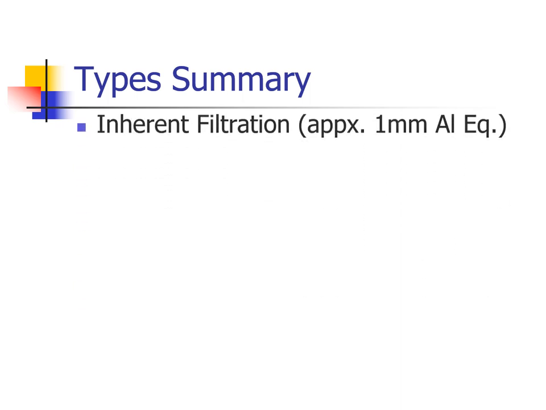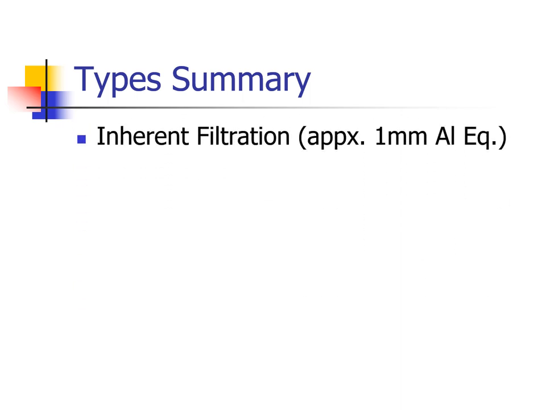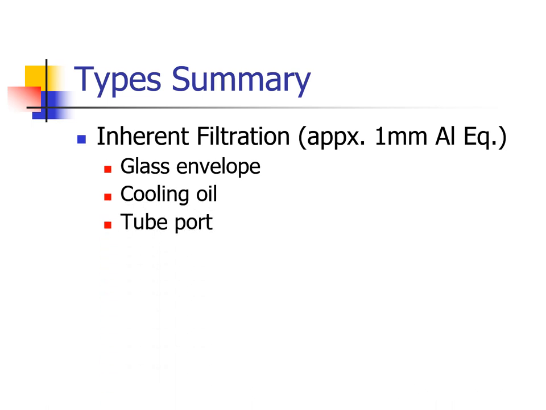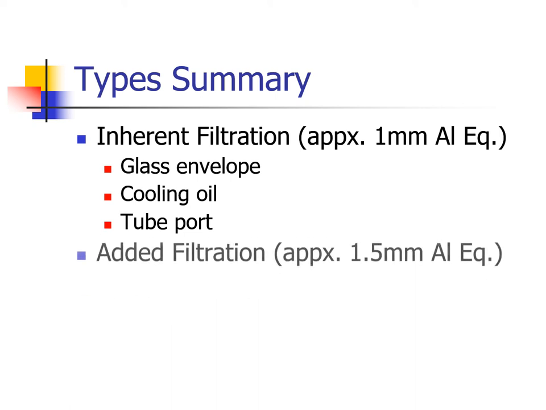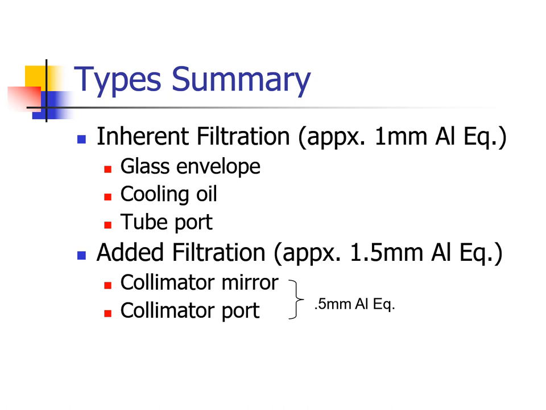It is not only important that we understand why we filter, but also the components of the tube and collimator that contribute to filtration. First, we have the materials that are inherent in the construction of the X-ray tube. These are the glass envelope, the cooling oil that surrounds the X-ray tube, and finally, the tube port. These three elements add up to about 1 millimeter of aluminum equivalent filtration. Next, the filtration that exists outside the X-ray tube, and these consist of the collimator mirror and the collimator port. These two items contribute about 0.5 millimeters of aluminum equivalent filtration. Finally, a 1 millimeter plate of aluminum is added to bring the total filtration to a grand total of 2.5 millimeters of filtration.